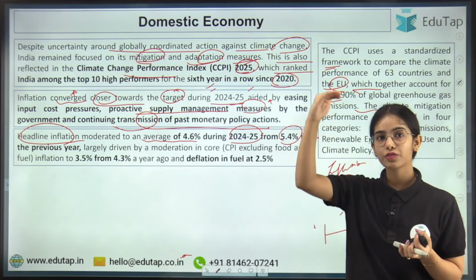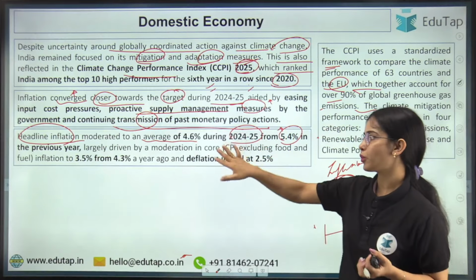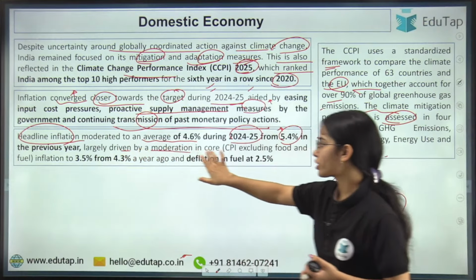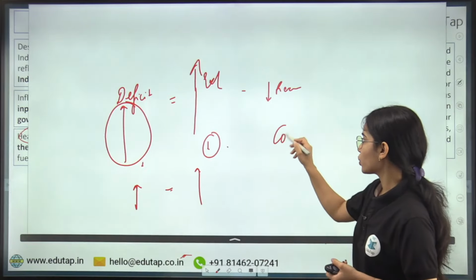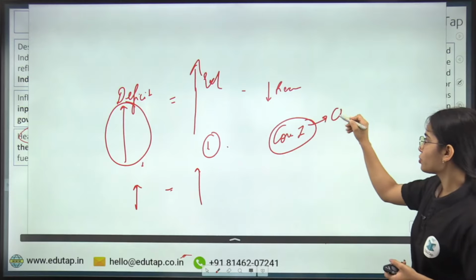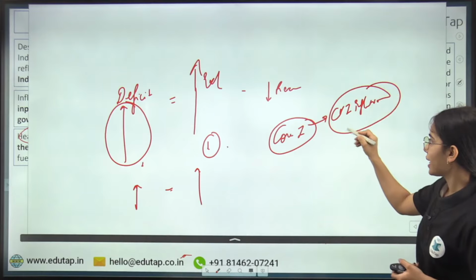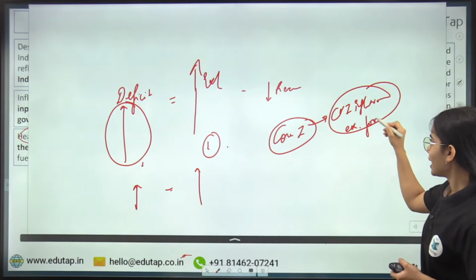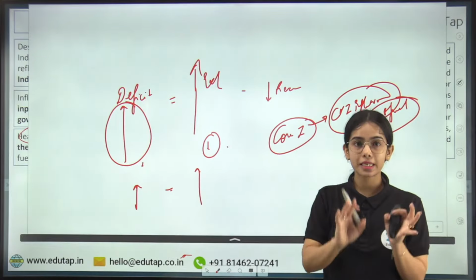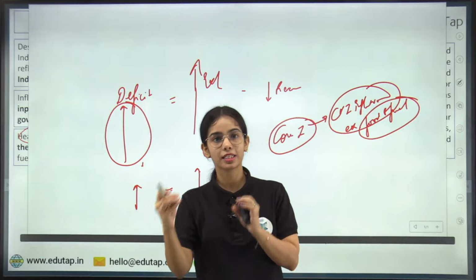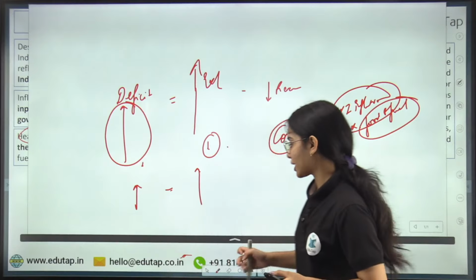So the inflation has decreased from 5.4% to 4.6%, largely driven by moderation in core inflation. Now, core inflation is your CPI inflation, the consumer price index inflation. This is the inflation that affects the consumers, excluding food and fuel prices, that are the volatile prices, okay? So that is core inflation.